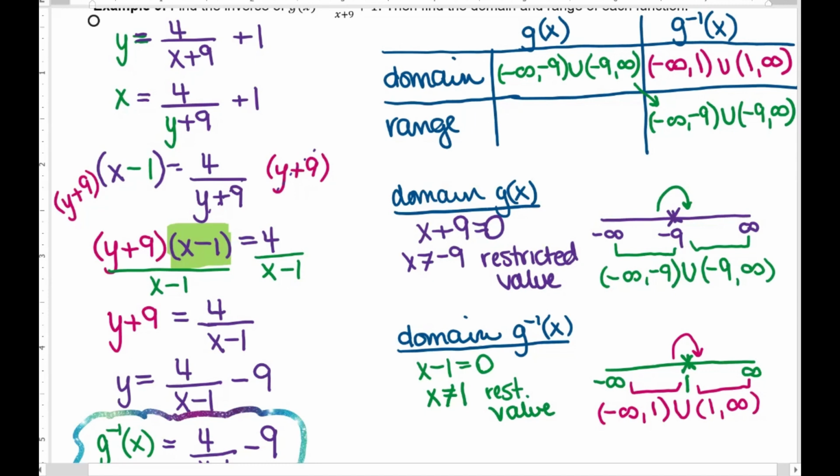Since we found the domain of the inverse, we found the range of the original. So our range for the original g of x is going to be negative infinity on up to 1, union 1 on up to infinity, just like the domain of the inverse.